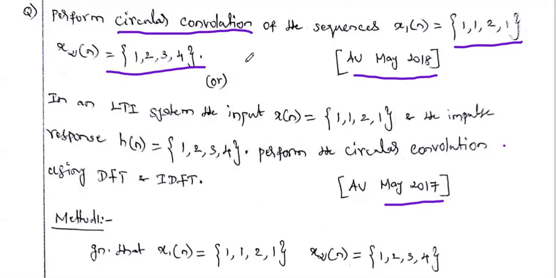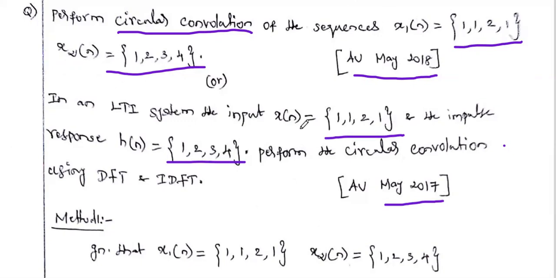That is the same question, but they are asking for a different method. In May 2017, the same question, but the way of asking is different. The answer for the two questions remains the same. The question says: in an LTI system, the input x of n is equal to 1, 1, 2, 1 and the impulse response h of n is equal to 1, 2, 3, 4. Same data; here they mention it as x1 of n, x2 of n.